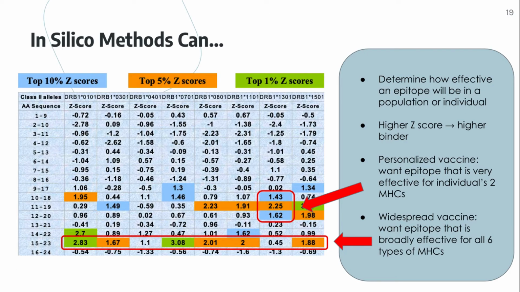Now, there are 2 paths to go down depending on what kind of vaccine you want. A personalized vaccine, where you need an epitope that is very effective for an individual's 2 MHCs, or a widespread population vaccine that needs an epitope that is broadly effective for all 6 types of MHCs.